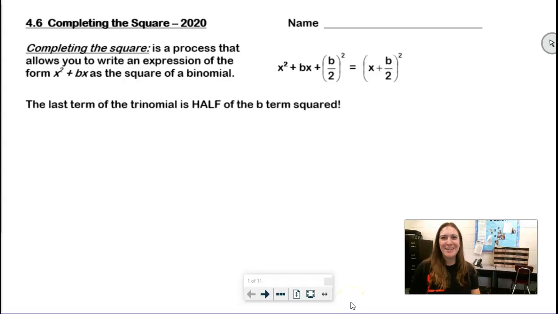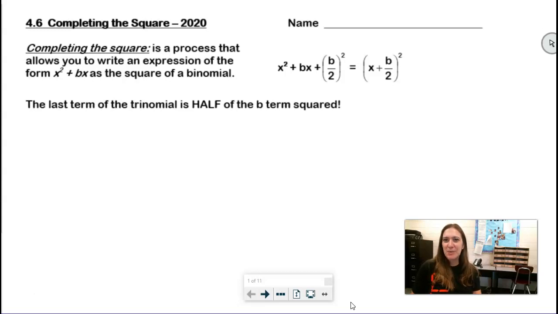Guys, welcome back. This is our lesson, and it's one of my favorite lessons, so take that how you will. We're going to be completing the square in order to solve a quadratic, and then later on in the lesson we're going to use the same technique or similar technique to rewrite a quadratic into a different form. So that's kind of exciting.